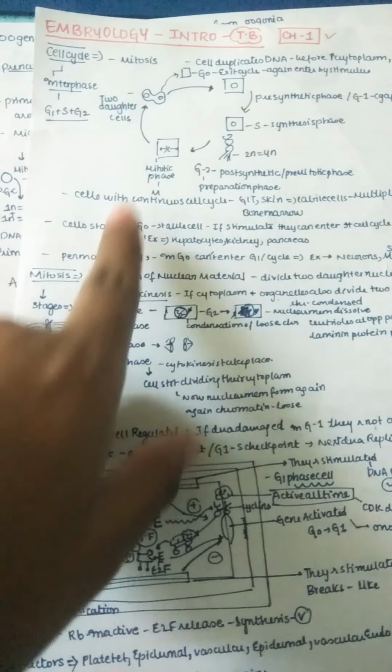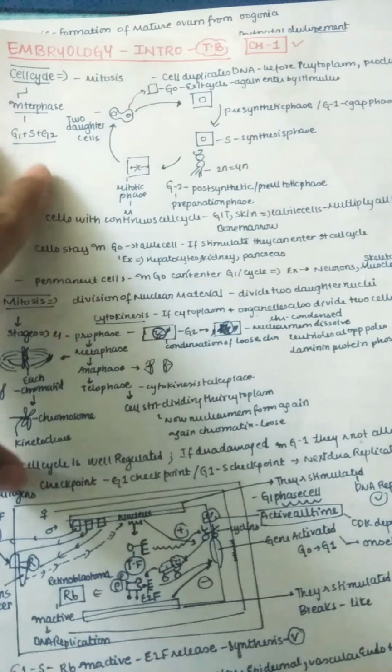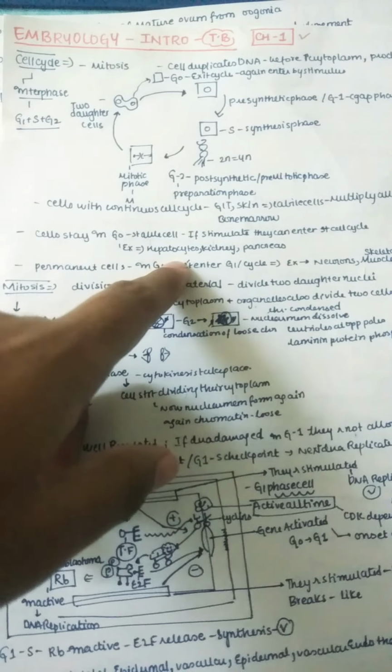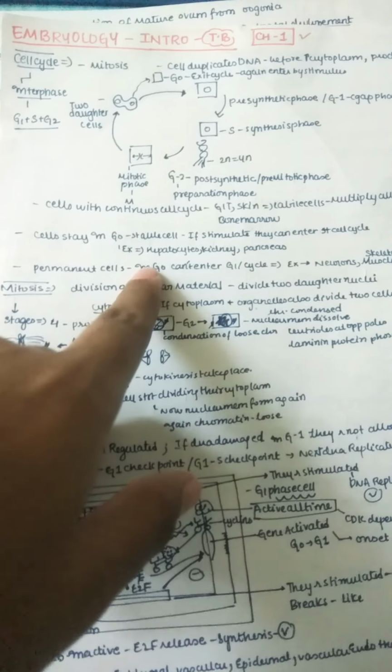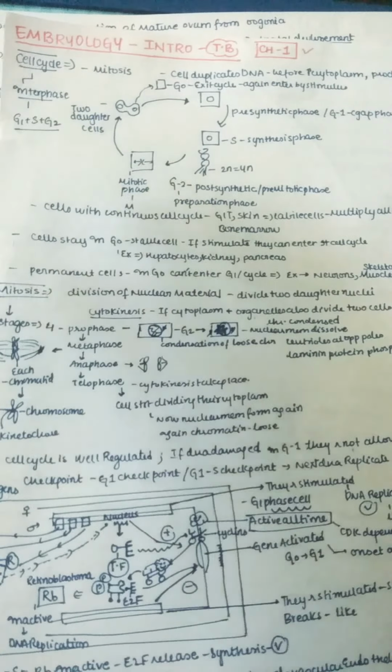Next, coming to the cells which stay mainly in G naught, that is the stable cells. If they are stimulated, they can enter the cell cycle, otherwise not, they'll just take rest over there. Examples are hepatocytes, kidneys, pancreas. So here the cells are always resting. When stimulated, then they come into action.